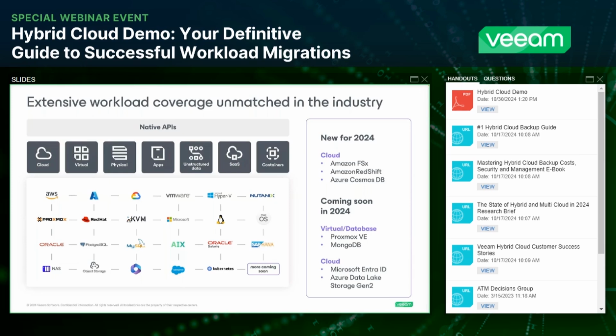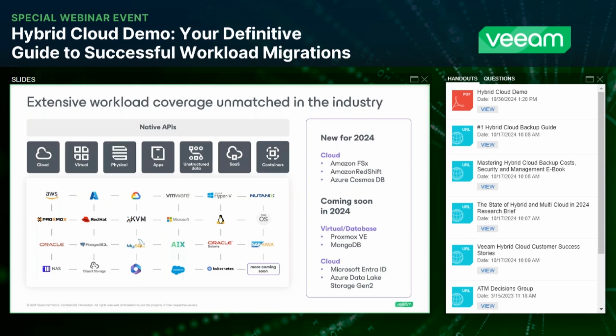And some cool, exciting things coming soon. Just earlier this year, we released support for some new PaaS services in the cloud, like Amazon FSx, Amazon Redshift, Azure Cosmos DB. We've got some great new things coming in 2024. Virtual Machine, Proxmox VE. We've got a new database support, MongoDB. If MongoDB is the data service that's powering your Kubernetes applications, by the way, that's already supported, as well as some new exciting workloads.